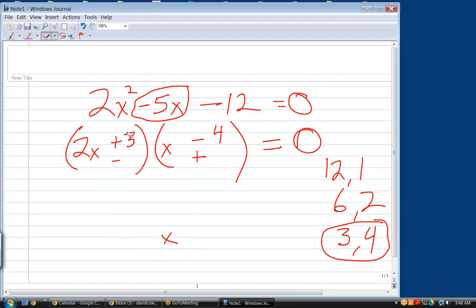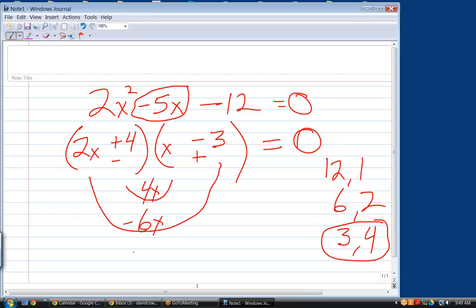Okay? Now, that is important because let's say I started like this as my first trial. Well, what does that produce in the middle? 4x minus 6x, which is minus 2x. Well, that's not the right number. That's a 2. We're looking for a 5.